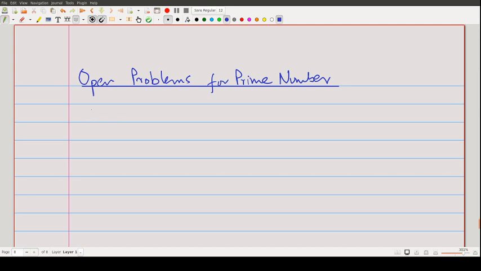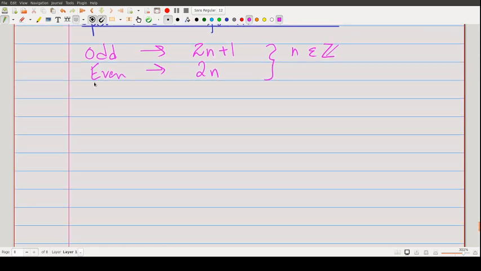If you consider odd numbers, even though I don't have a page somewhere that lists all of them, I know that I can simply write it as 2n plus 1, and this is a formula that tells me all the odd numbers. If I want to list all the even numbers, I just have 2 times n, where of course n is an integer for both these cases. But there is no such formula for listing primes. That's the first problem.